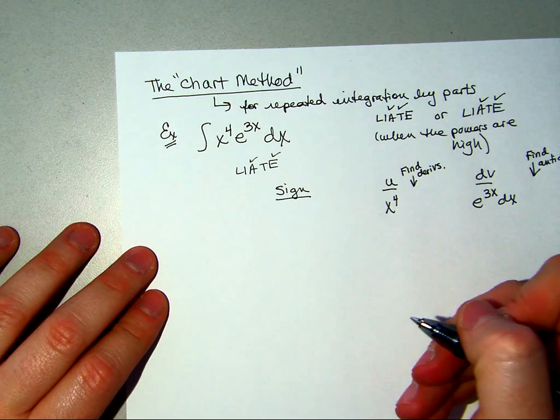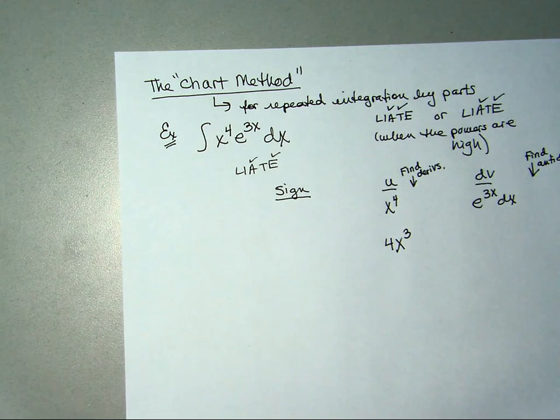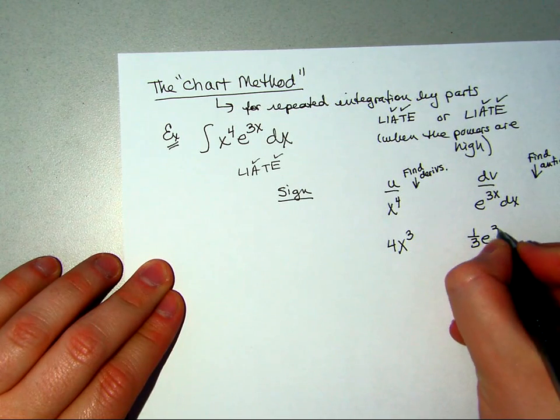What is the antiderivative of e to the 3x dx? 1/3. We're not writing it out, but we're really doing a u substitution here. I'm going to say 1/3 e to the 3x. I'm just going to keep doing this.